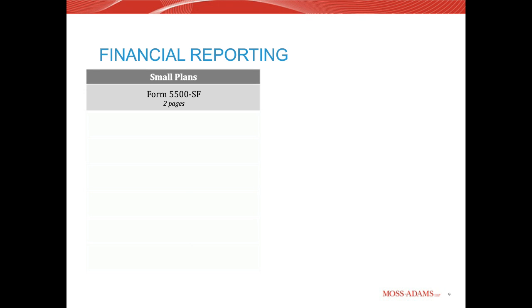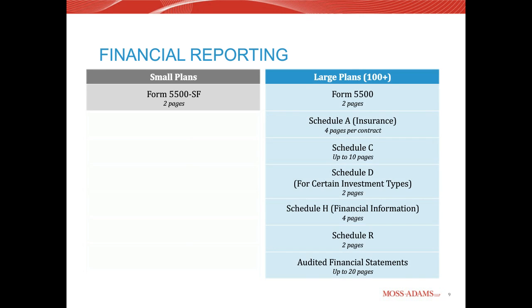When you grow up and become a large plan, though, that's what the 100 plus participants refers to, the filing can be much longer, including the audited financial statements that get attached. We're talking upwards of 40 pages of information, which is obviously quite a step up from the 2 pages you don't really need to worry about. Now you've got a bunch of attachments that potentially need to be added to the 5500. The financial information is much more robust. And then the audited financial statements, of course, which is the largest administrative task when you're going through this 5500 filing.